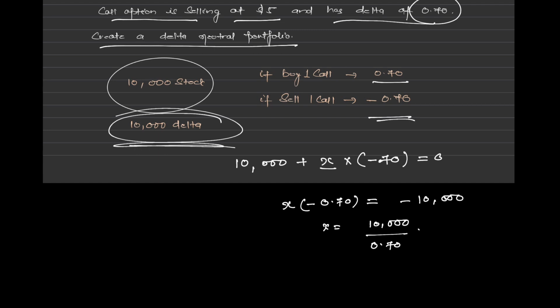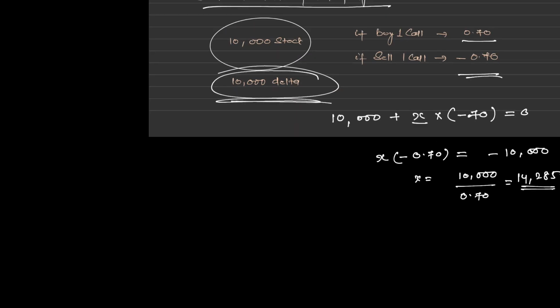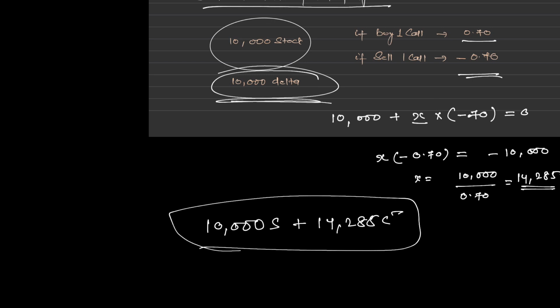So the value is coming as 14,285. I need to sell 14,285 calls to make a delta neutral portfolio. So if I have 10,000 stock in my portfolio and if I sell 14,285 calls, then this portfolio has zero delta.